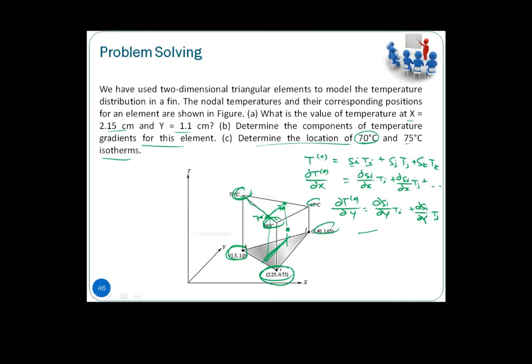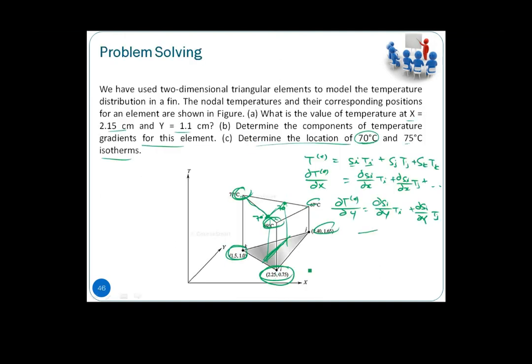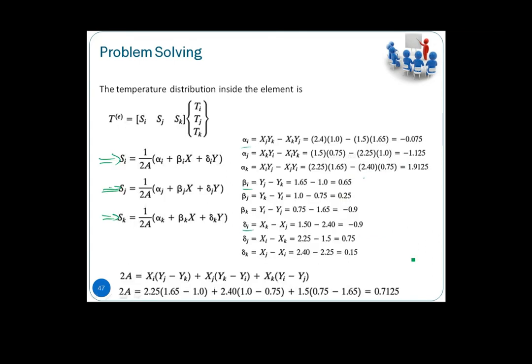All right, so let me show you how it works. For the temperature distribution inside the element, we take the shape functions that we have just derived, Si, Sj, and Sk, in terms of alpha, beta, and delta. Then substitute our given values. Xi, yi, xj, yj, xk, yk are already given, and we have this x and y, which is 2.15 and 1.1. Then substitute everything in.